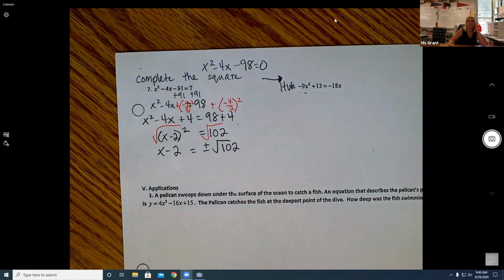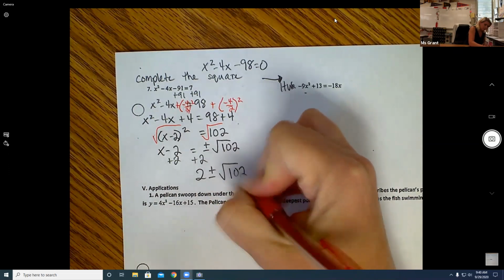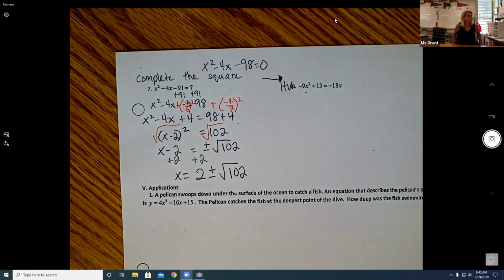So now I'm sitting and thinking, what numbers, like obviously 102 doesn't have a perfect square in it. Not 4, I don't think 16, 51 times 2. Oof. 2 times, yeah, 3. 34. Ugh. No, you guys, I can't do anything. 102 is just 2 plus or minus the square root of 102. All right, that's number 7.